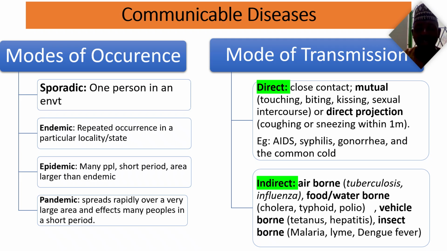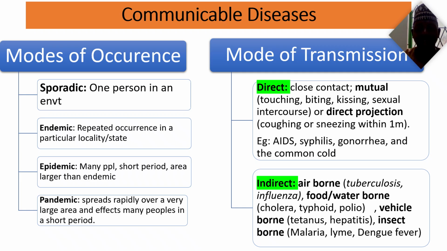Now, another type of indirect transmission is a transmission that can occur through consumption of contaminated food or water. That is food or water-borne transmission of diseases. Examples of these diseases that can be transmitted from contaminated food include cholera, typhoid, polio. All this we are going to see in much more detail.